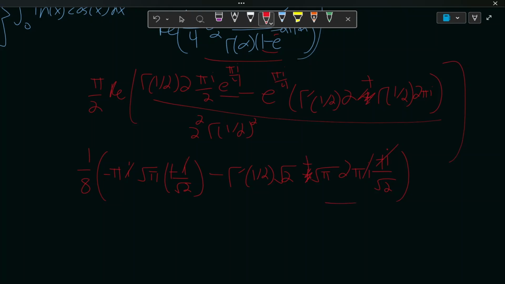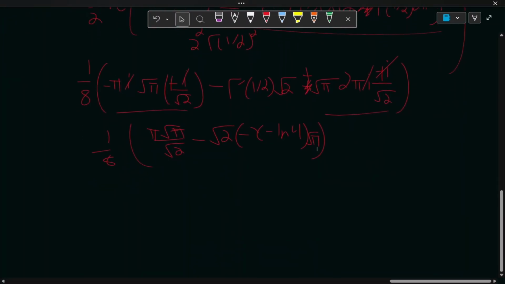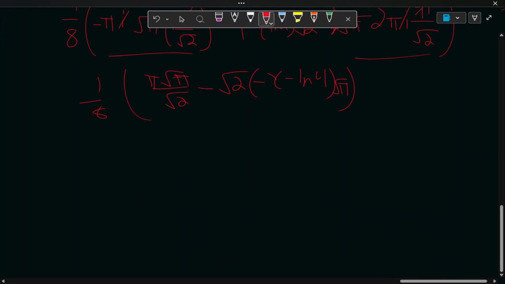And you'll see here that this term right here is actually just twice that term. So really what we have is just a pi times the square root of pi, and then divided by the square root of 2, and then minus the square root of 2 gamma prime of 1/2. But gamma prime of 1/2 is actually just minus the Euler-Mascheroni constant minus the natural log of 4. Then we have our nice little 1/8 out front. And this right here is multiplied by a square root of pi as part of the value for gamma prime of 1/2.